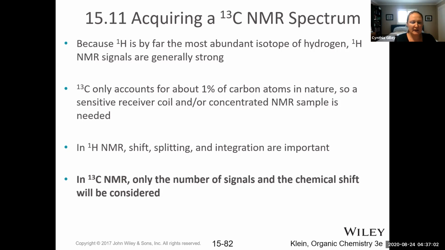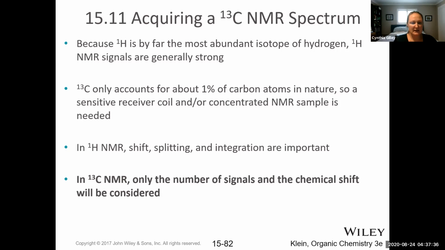Okay, another thing to think about with carbon-13 NMR is that all of the signals are going to be singlets. So there's no multiplicity or splitting pattern to worry about like you do with proton NMR. We're able to get splitting and integration from a proton NMR, but we're only really able to get shift information and the number of signals for carbon-13 NMR. So splitting and integration are not important in carbon-13 NMR.